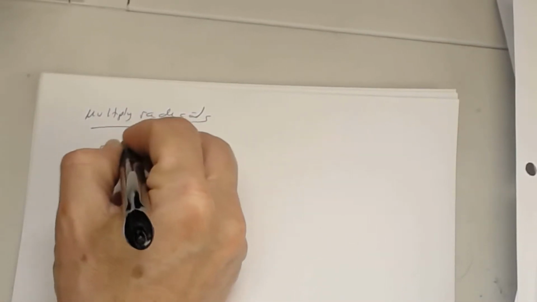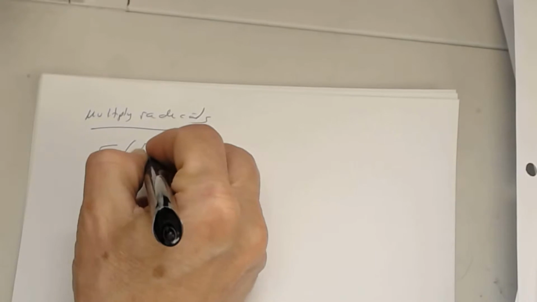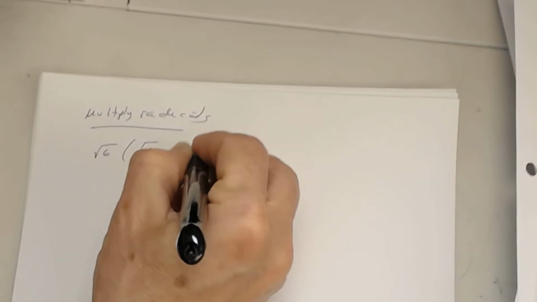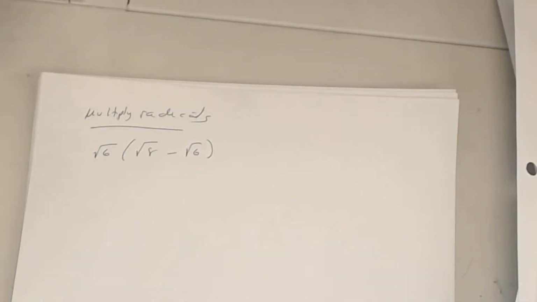All right, I'm going to label this as multiplying radicals. Multiplying radicals. On a worksheet that you turned in, and that was graded, you had something like this: the square root of 6 times the square root of 8 minus the square root of 6. Okay? Remember that? What did you do to do this?